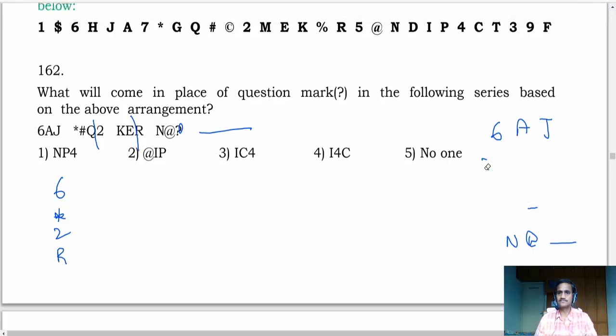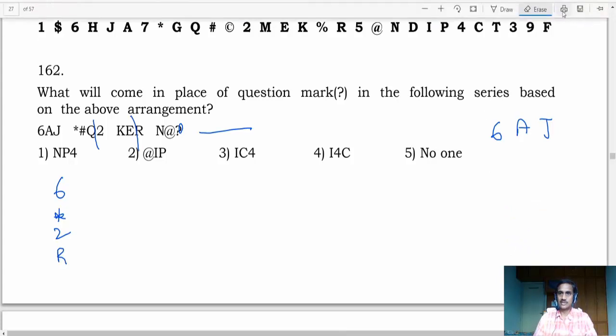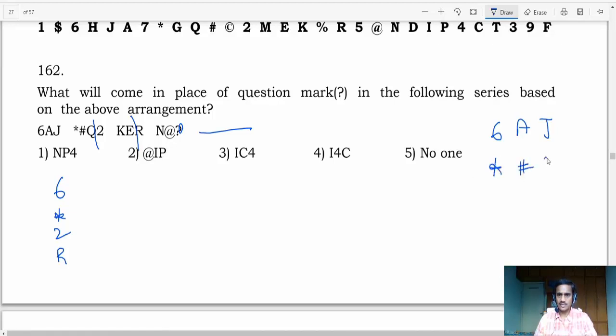6AJ. There is a typing mistake in this one. 6AJ, then next one star. After star, what should come next? Hash and Q. Hash and Q, see how many are there between K and hash. And the next one, hash Q. Next, 2KE. After this 2KE, RN at the rate of, then what should the next one be?